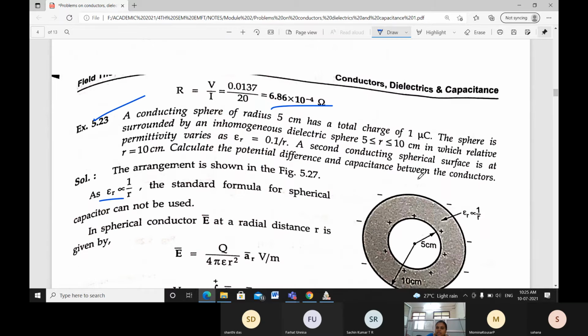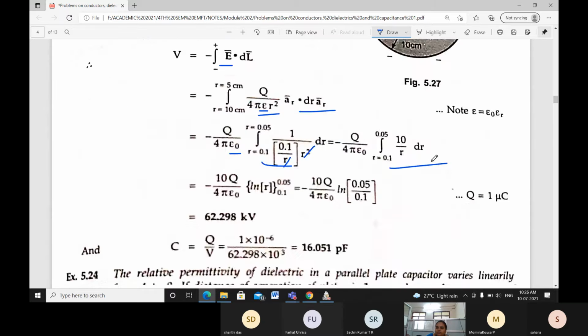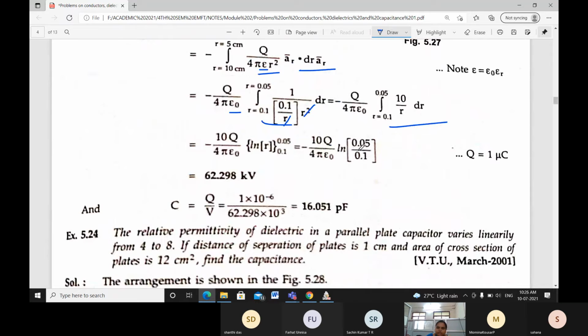And here the total charge is given as 1 microcoulomb, Q. Therefore you substitute that as 1 into 10 raised to minus 6. Then you will be getting 62.298 kilovolts. This is the potential difference we got. Then from the potential we can find out our capacitance. Capacitance is the charge to the potential, so the equation is going to be Q divided by V.